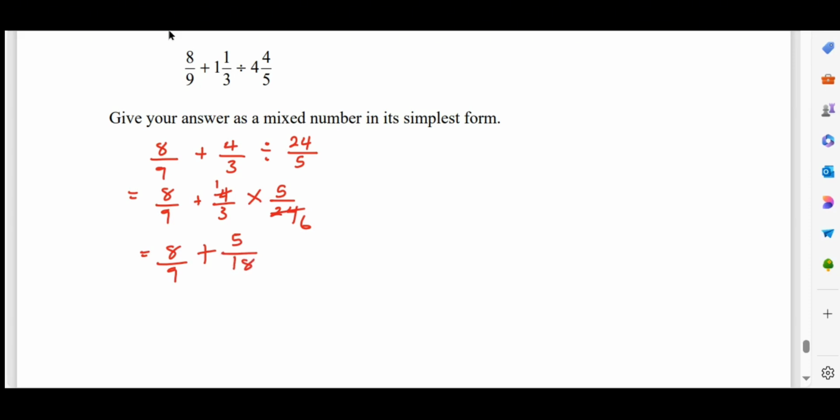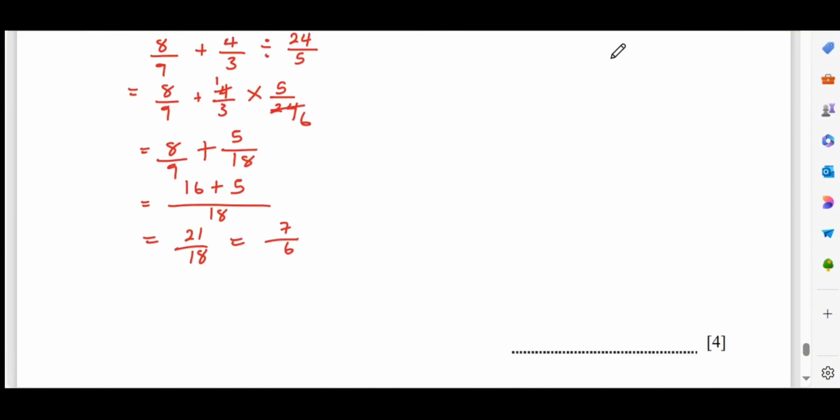So we take the LCM, and the LCM of 9 and 18 is 18. 18 divided by 9 is 2, 2 times 8 is 16, plus 5 over 18. So that will give us 21 over 18. When you simplify 21 over 18, dividing by 3, we have 7 over 6. When you change it to a mixed fraction, which is what you have to give your answer in, you have one whole number and 1 over 6.